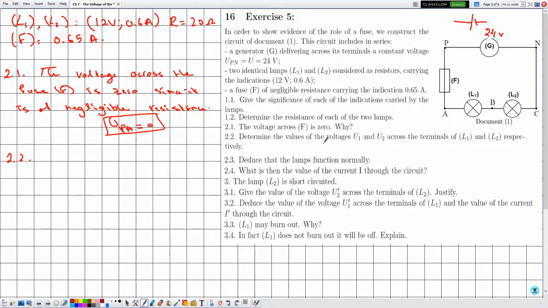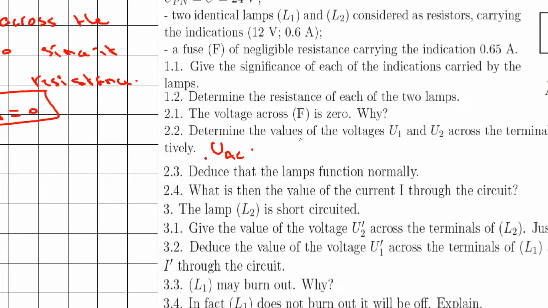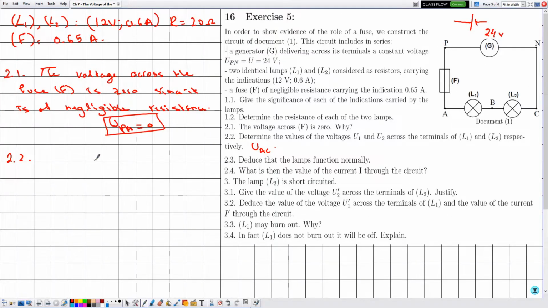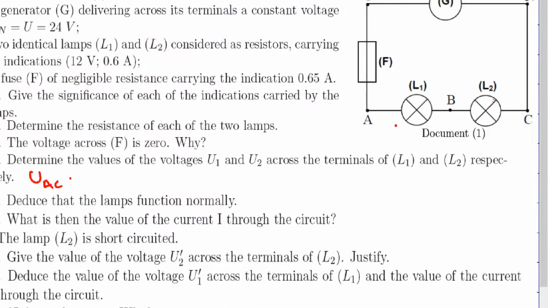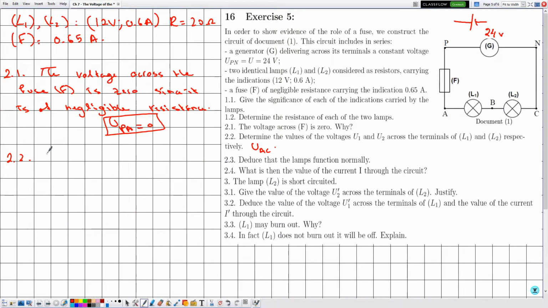So first, as a first step, let's determine the voltage UAC across the terminals of the lamps. And here I have specified that we are interested in determining UAC because UAC must appear explicitly in the equation. After we determine UAC, we will divide it by 2 to determine UAB and UBC. So let's apply the law of addition of voltages.